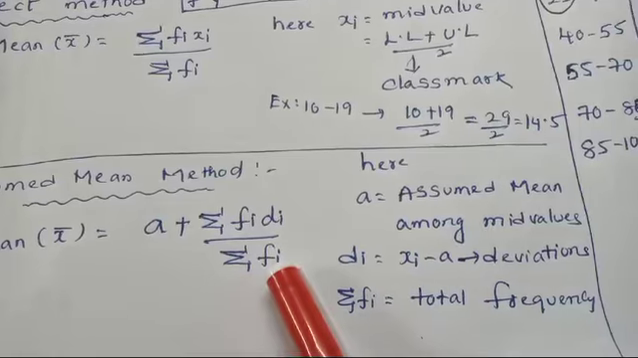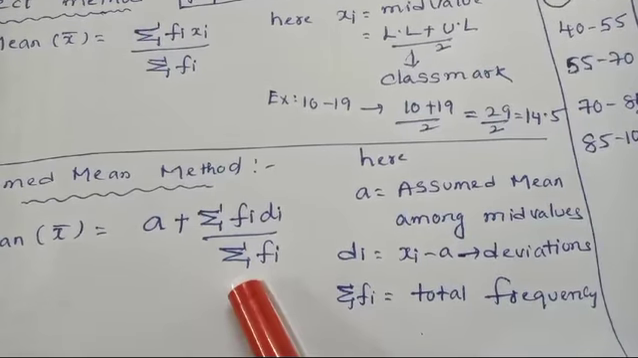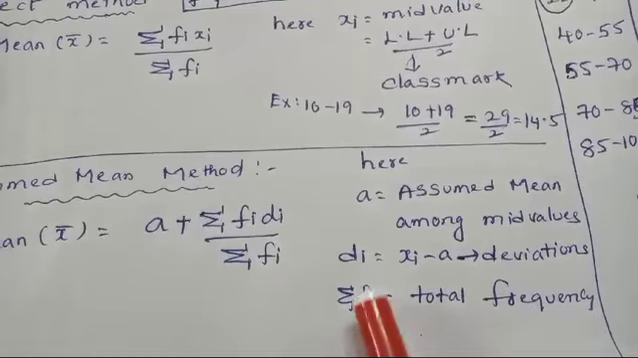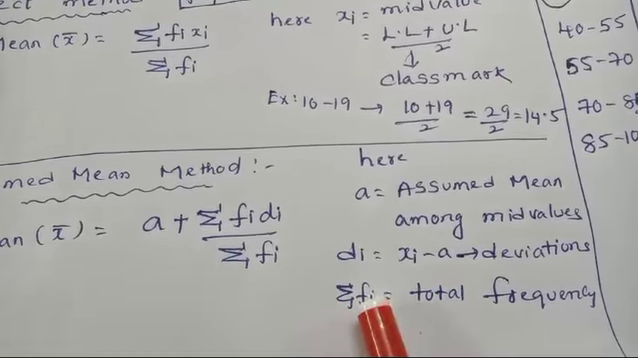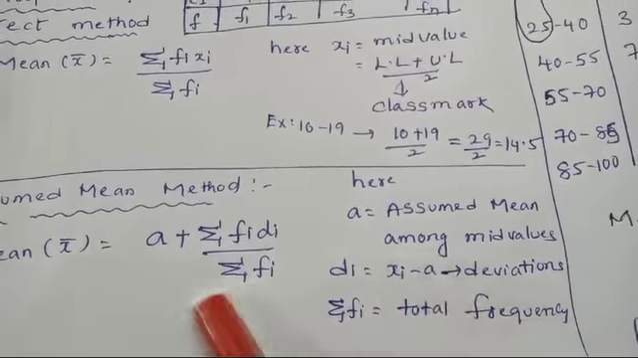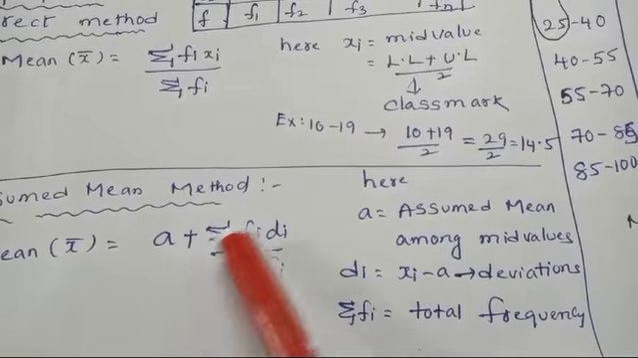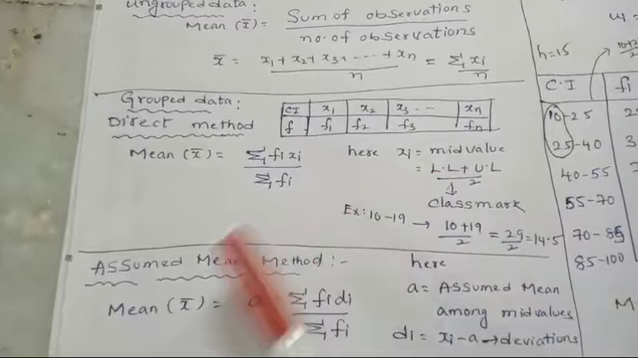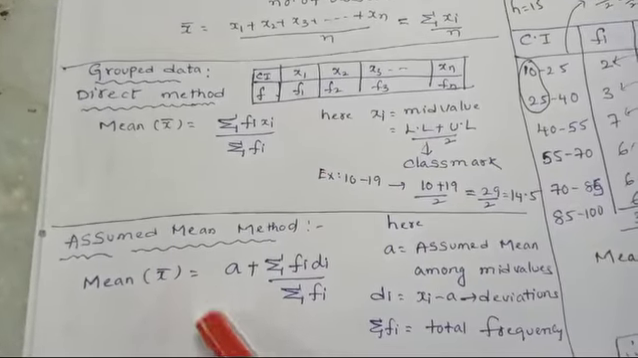What about sigma fi? Sigma is used for sum, so sigma fi is the sum of frequencies, the total frequency. The formula is A plus sigma fi di divided by sigma fi. The first method is the direct method, and the second method is the assumed mean method.